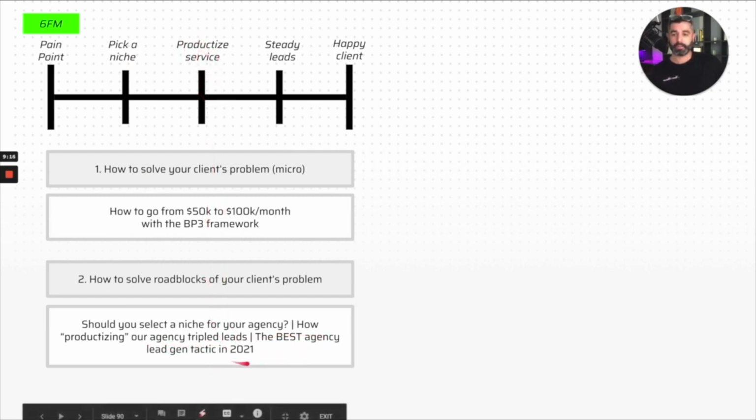And then the best agency lead gen tactic in 2021. Very straightforward, obviously. So you can see here how these 3 topics, solving the roadblocks of our potential client, are also very interesting to them. We're helping them out. We're teaching them something.